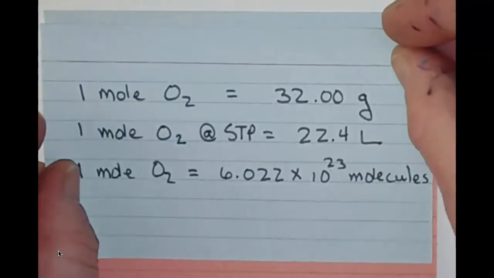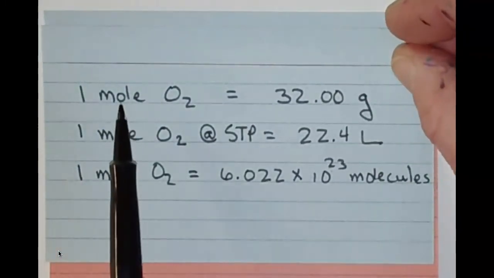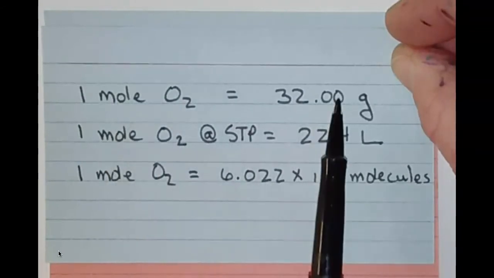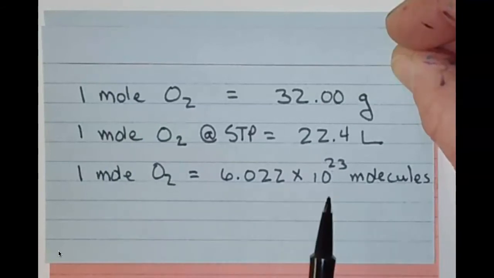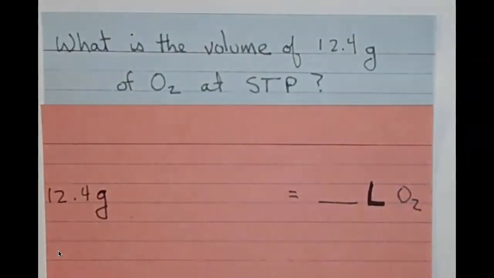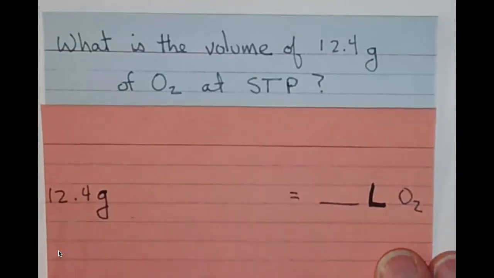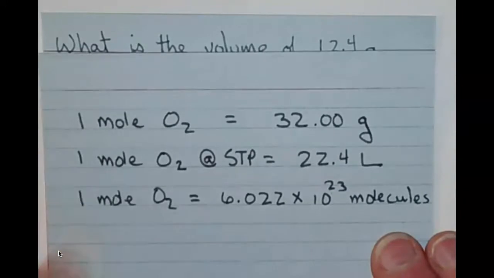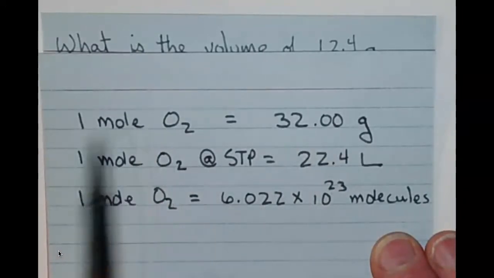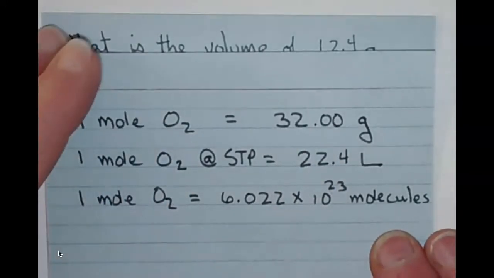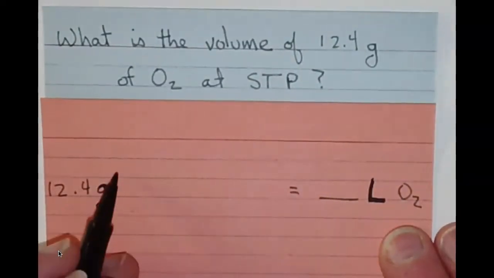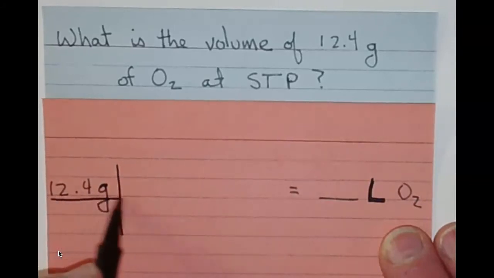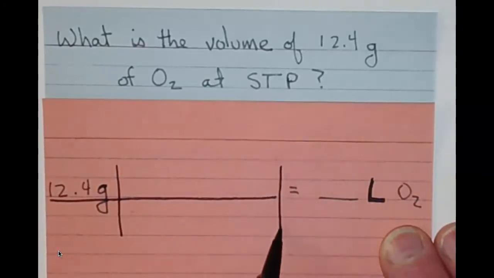We can consider these three relationships. We know we can convert from moles to mass, moles to volume, and moles to number of molecules. Here it looks like we need to go from grams to moles, because we have mass to moles, and then moles to volume in order to make our trip all the way. So let's give this a try. I'm going to do 2 conversion factors.